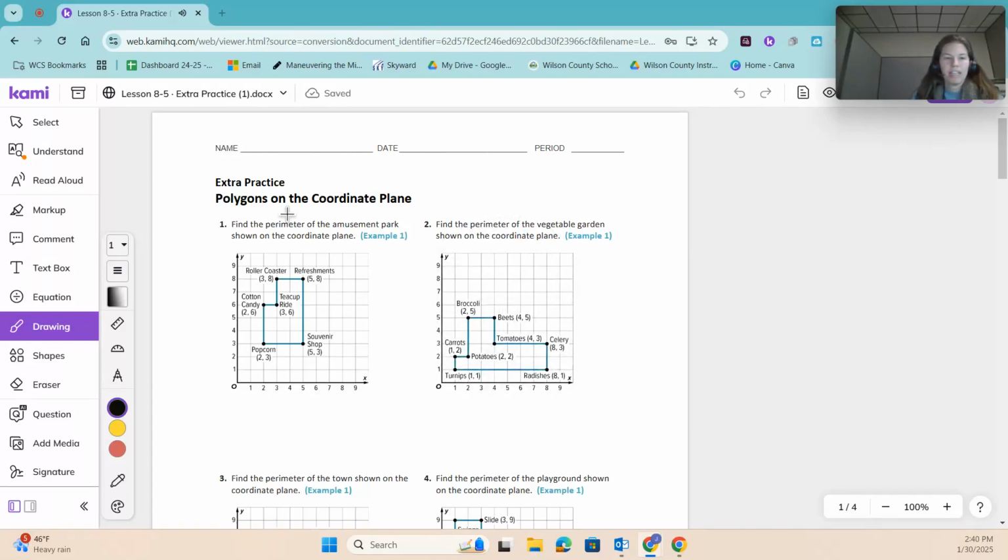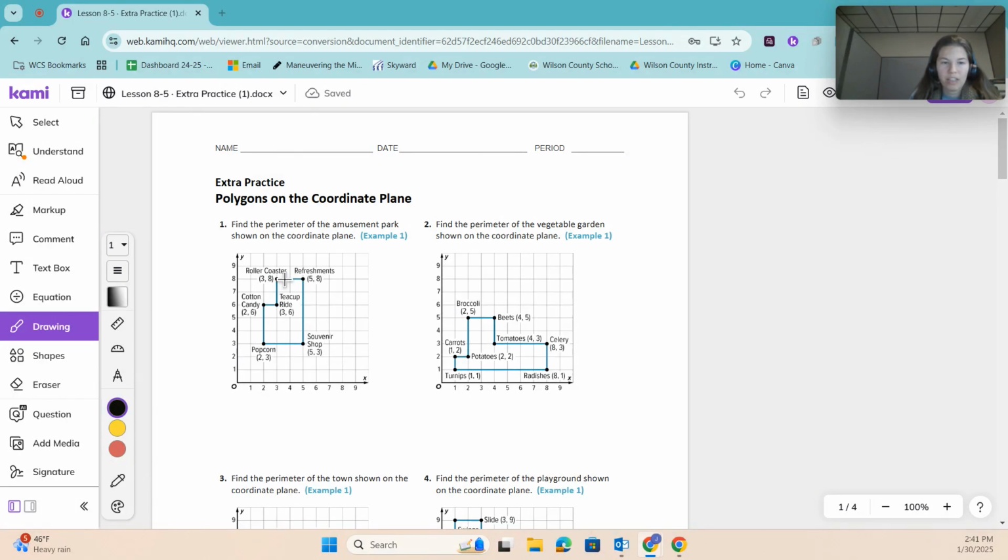Today we will be finding area of polygons on a coordinate plane and perimeter of polygons on a coordinate plane. Okay, so let's take a look at this first type of problem. It says find the perimeter of the amusement park shown on the coordinate plane.